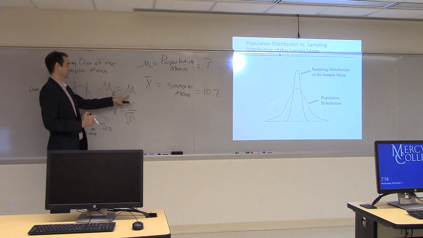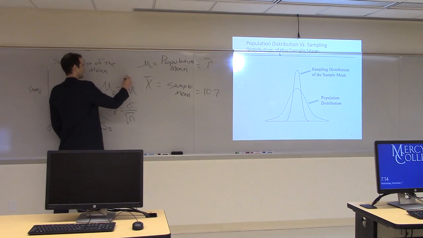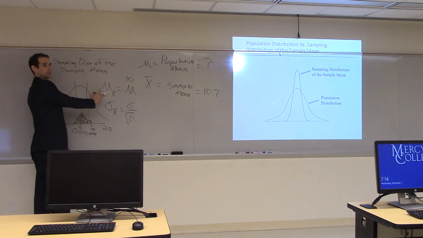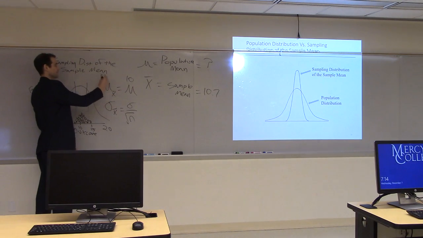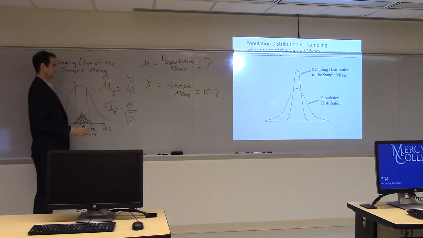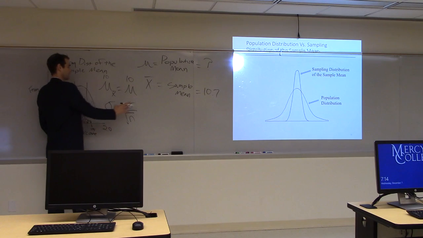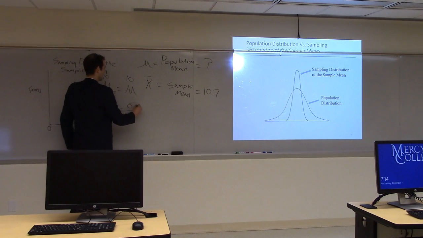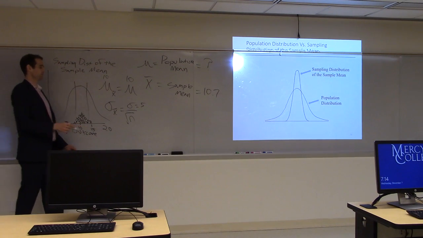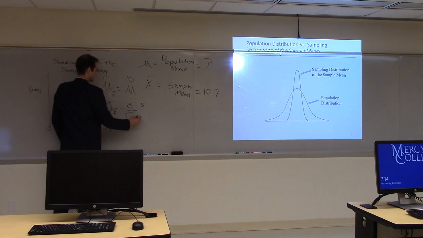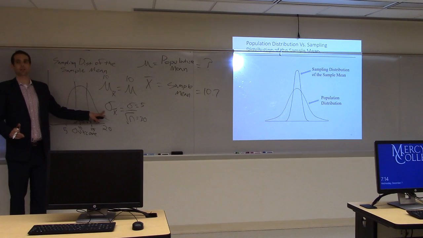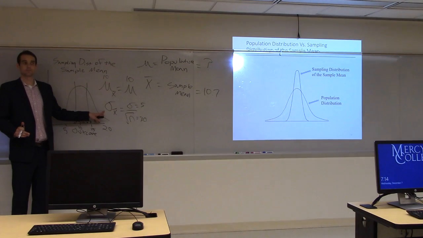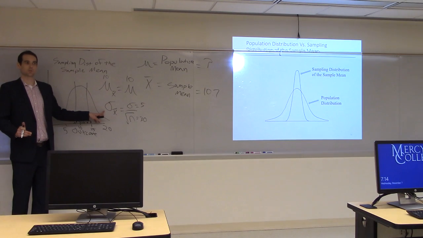So what's the true population mean? 10. Okay. So what's the mean of the sampling distribution of the sample mean going to be? 10. Okay, good. Just suppose the standard deviation of the true population was 5, and suppose we did a sample size of 30. What would be the standard deviation of the sampling distribution of the sample mean? I'll give you a hint, you probably can't do this in your head.